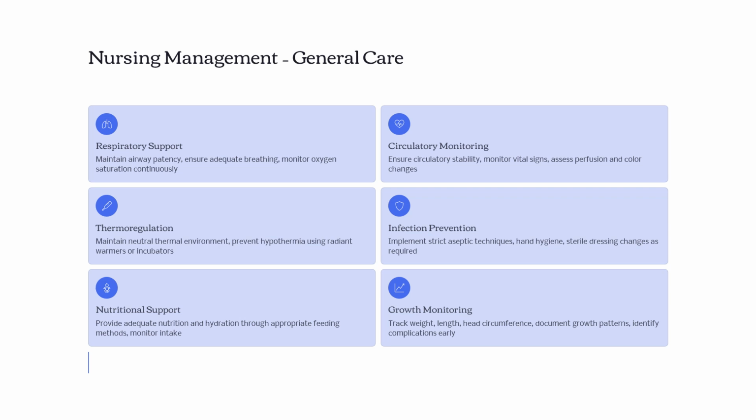We always have to maintain airway patency, ensure adequate breathing, and monitor oxygen saturation continuously. Then second is circulatory monitoring. Ensure circulatory stability, always monitor vital signs, and assess the perfusion and color changes of the newborn. Then third is thermoregulation. A neutral thermal environment should always be maintained. Hypothermia must be prevented by using a radiant warmer or other incubators.